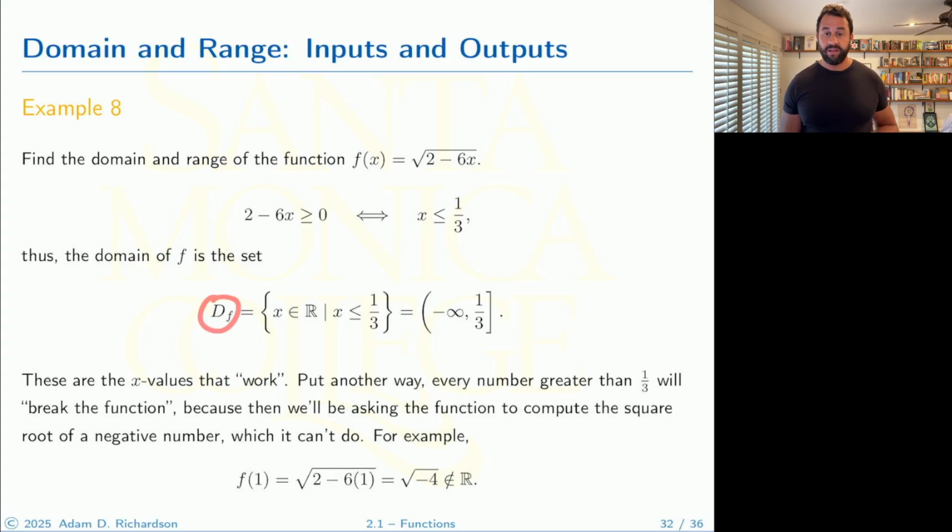So the domain is the set of all real numbers x such that x is less than or equal to 1/3. Here it is written in interval notation. Here it is written in set builder notation. There we go. So these are all the values that work. So if I say it another way, if you pick any number bigger than 1/3, that's going to break the function. So if you pick 1, like try to put the number 1 in as an input here, f of 1 is 2 minus 6 times 1, which is going to be -4. And the square root of -4 is not a real number.